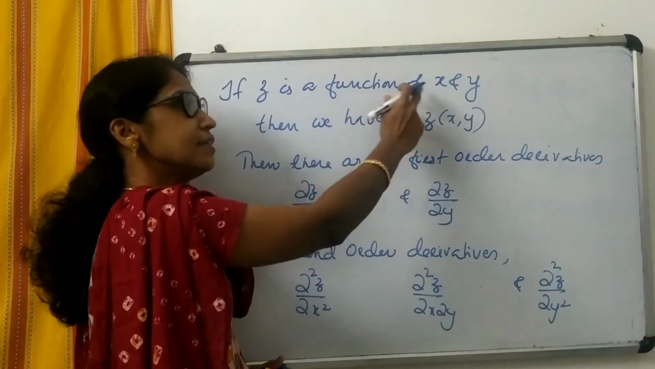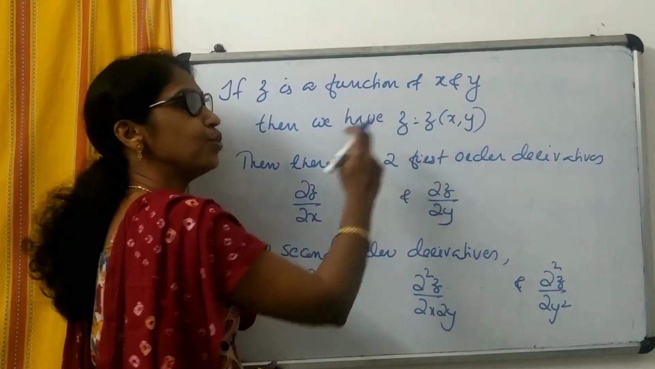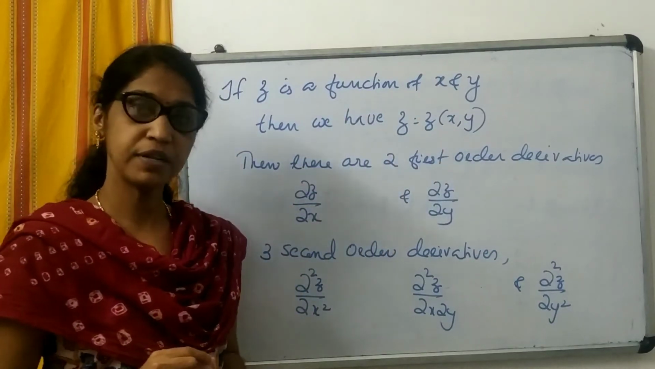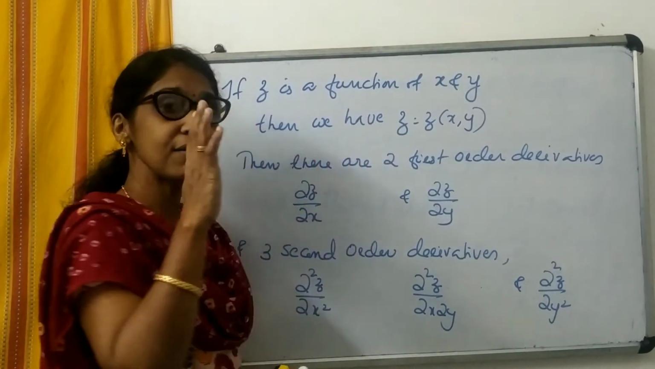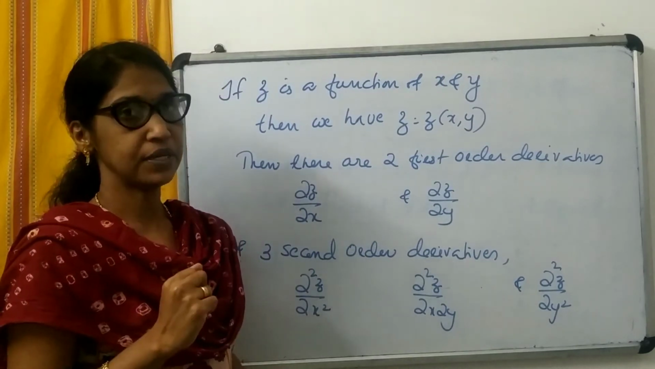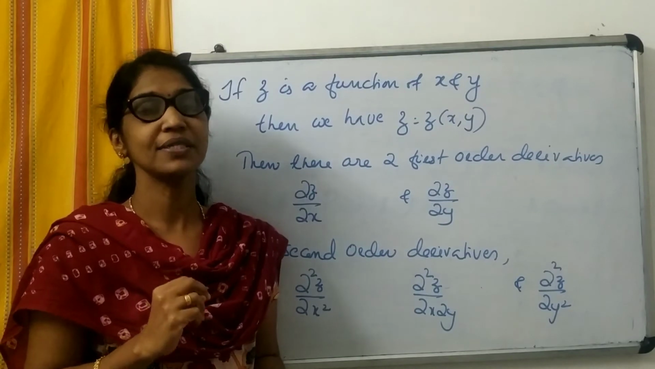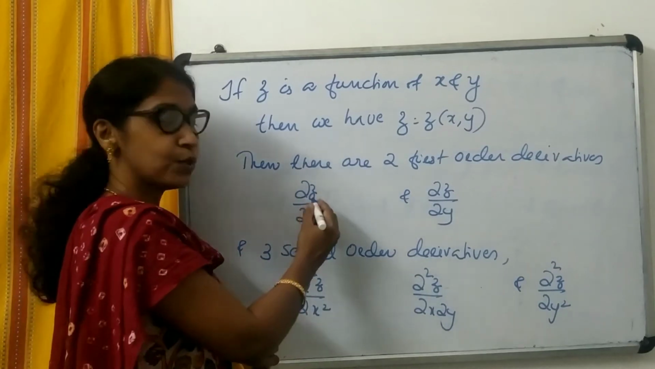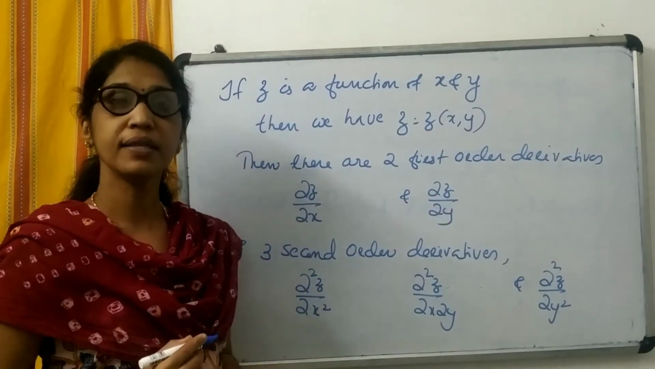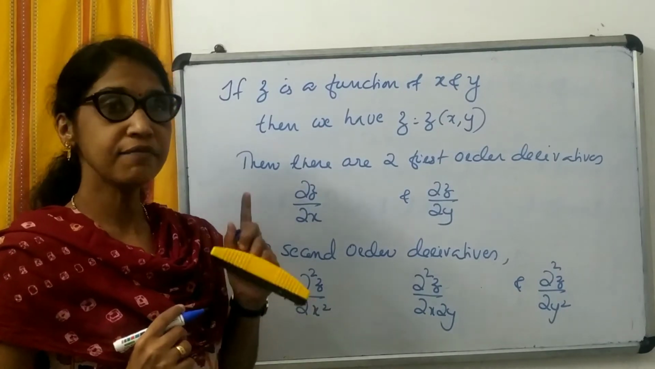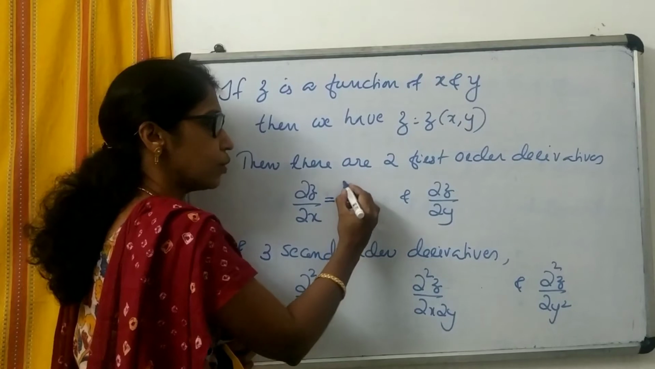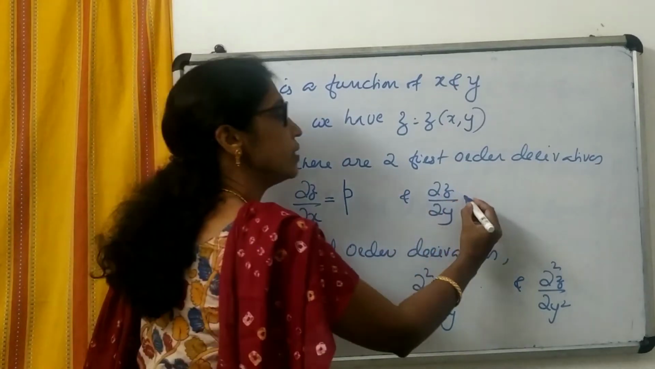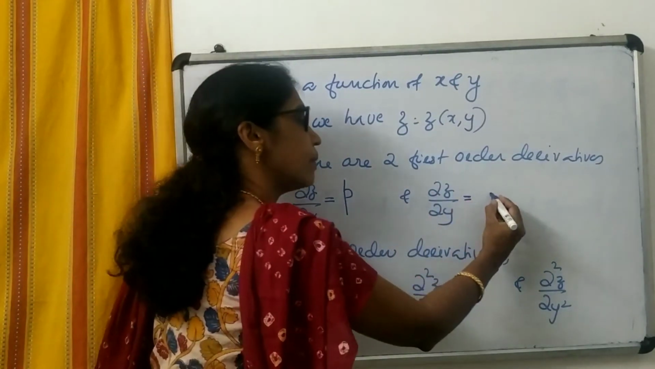Now look at this. If z is a function of x and y, then z = z(x, y). So z is the dependent variable and x and y are the independent variables. Then we get 5 partial derivatives: 2 first order partial derivatives and 3 second order partial derivatives. What are the first order partial derivatives? ∂z/∂x and ∂z/∂y are the 2 first order partial derivatives. We denote ∂z/∂x as small p.